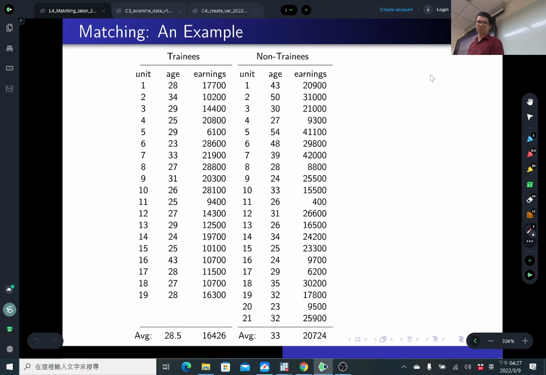Based on this example, we compare those who decide to join the job training program and those who decide not to join, for these two groups of people. And if you simply compare their average earnings, you will find those who join the job training program earn less than those who decide not to join the job training program.